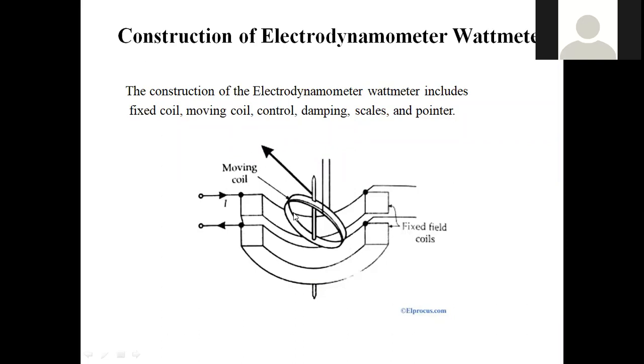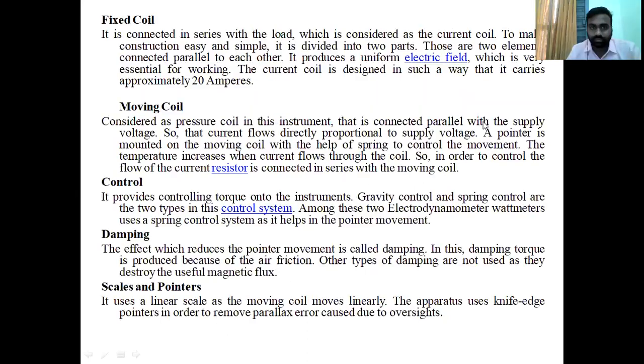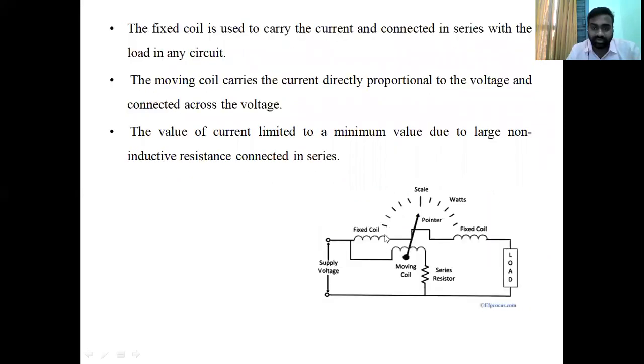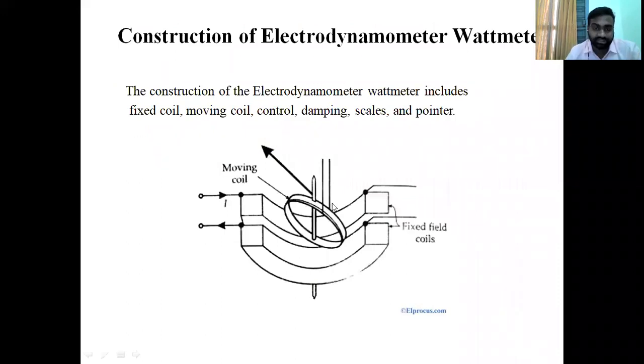To the moving coil. In the previous diagram, we have seen that structure. See, in this structure, the resistance is connected here. Why is the resistance connected? When there is a temperature increase, the current flows through the coil. In order to control the flow of current through this particular coil, we have connected an additional series resistance to the moving coil. We haven't shown it here, but there is an additional series resistance connected.